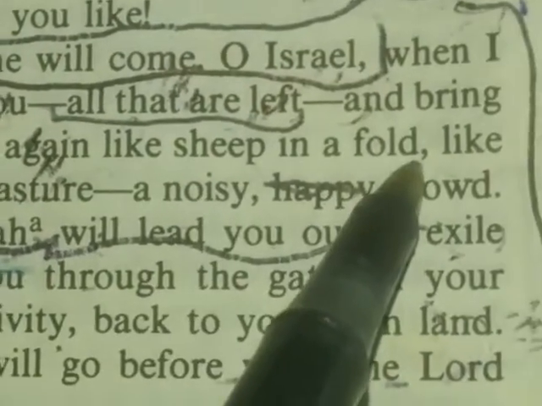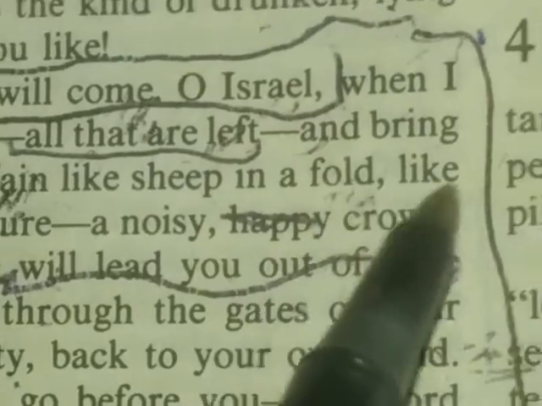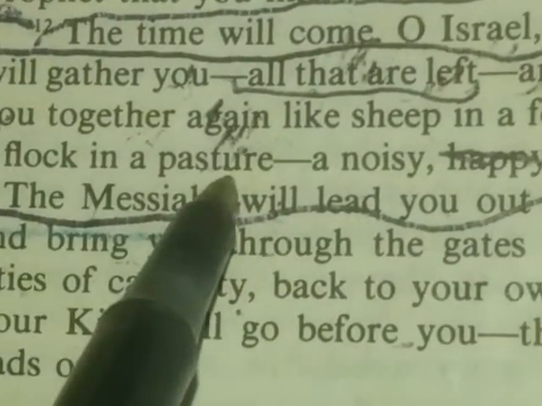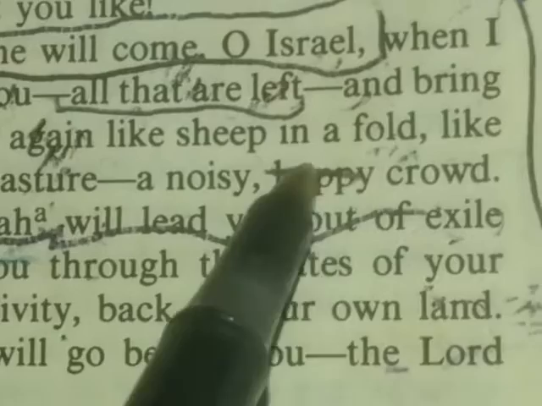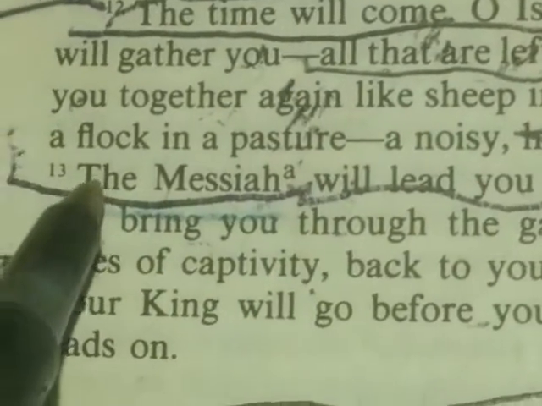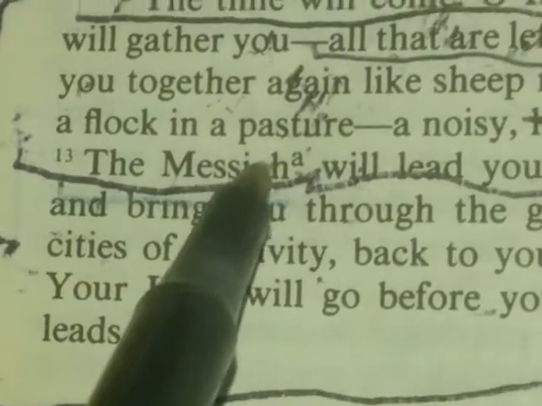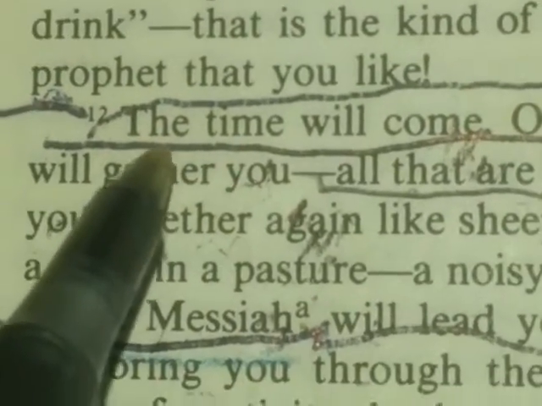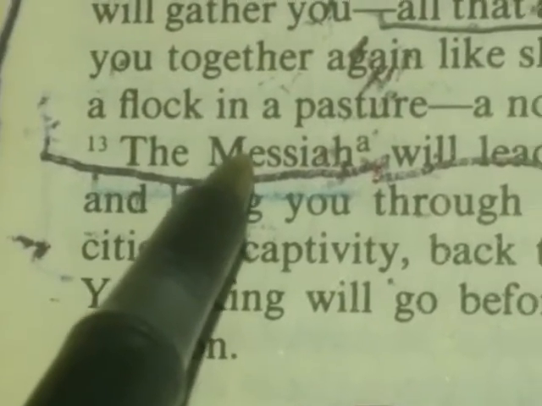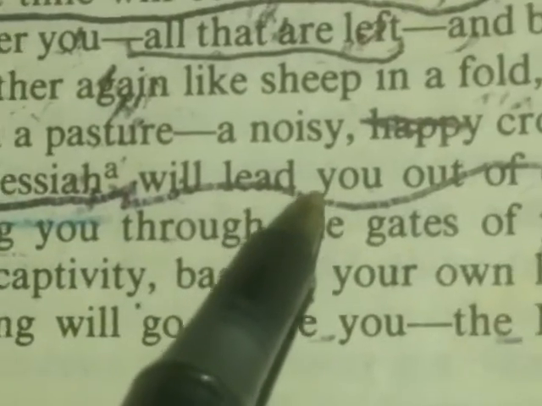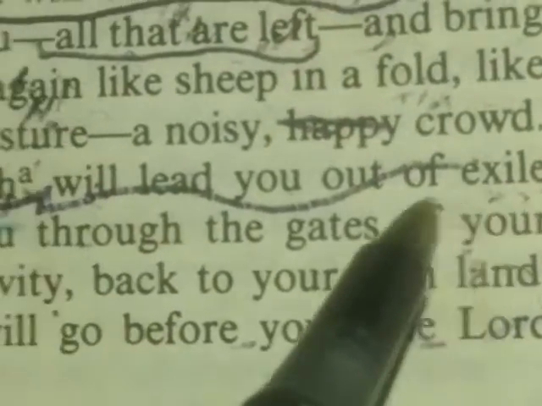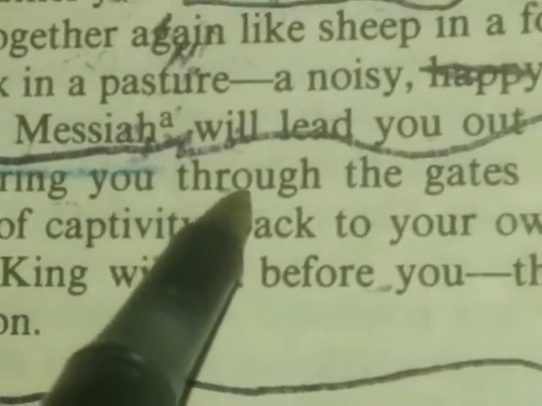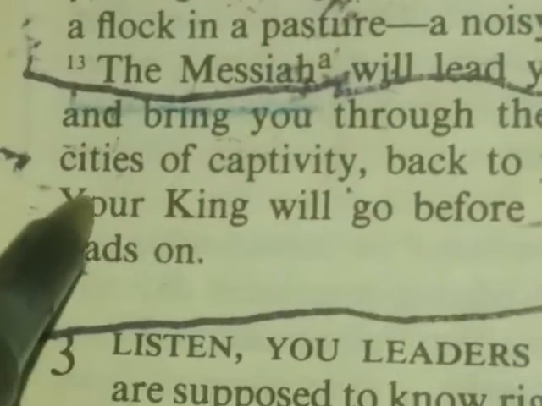Like sheep in a fold, like sheep into the fold of Yahweh. Like a flock in a pasture, a noisy crowd. I hate the word happy, but the crowd. See right here, verse 13, the Messiah again. And he got right here, he who opened the breach. Some translations say the leader, or the breach maker, or the breaker. But it's talking about the Messiah will lead you out of exile, and bring you through the gates of your cities of captivity.